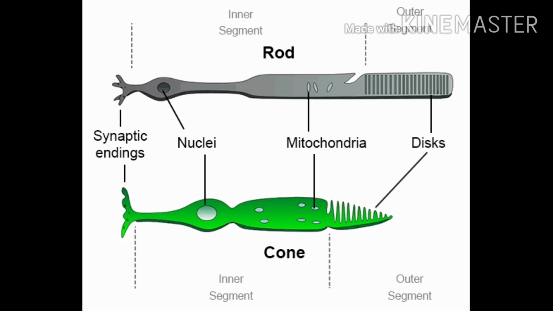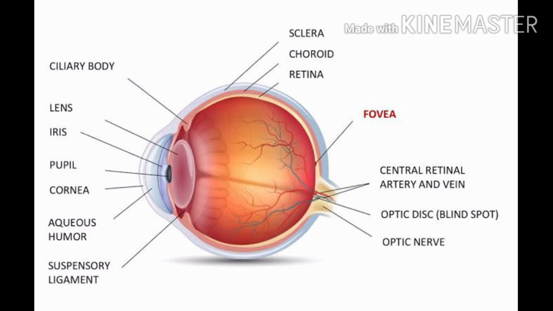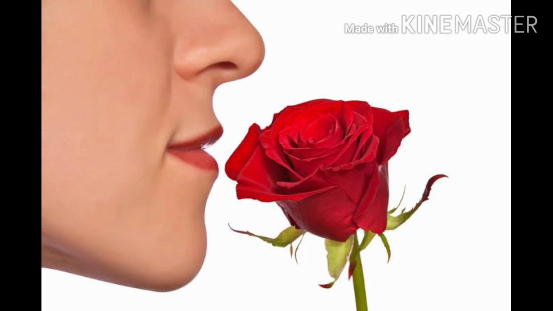The cones are concentrated in a small region called the fovea in the center of the retina, which gives us our sharp vision. With movements of our eyeballs, we use the fovea to scan whatever interests us visually, the features of a face, or perhaps a flower.